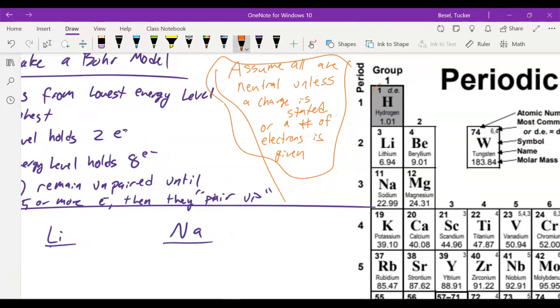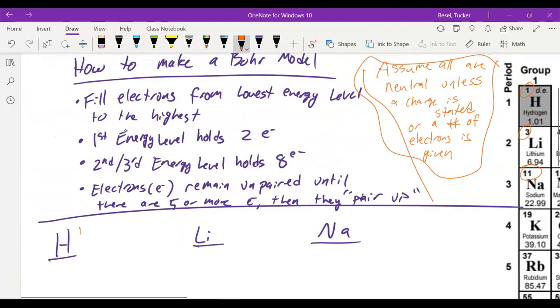But for hydrogen, lithium, and sodium, their atomic numbers are 1, 3, and 11, which tells us the number of protons, and in order for this to be neutral, knowing the stuff from previous videos, the number of electrons needs to be equal to that. So for hydrogen it's 1, lithium it's 3, and sodium it's 11.